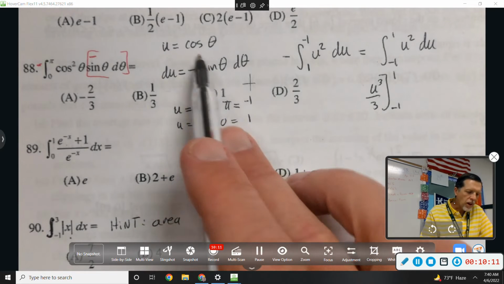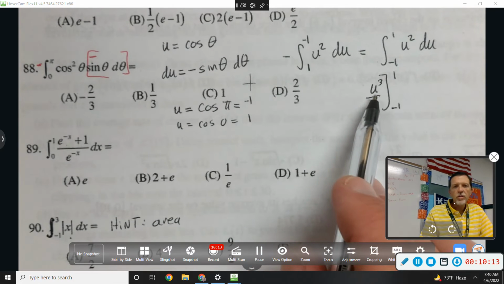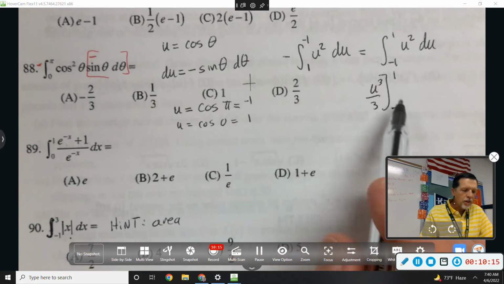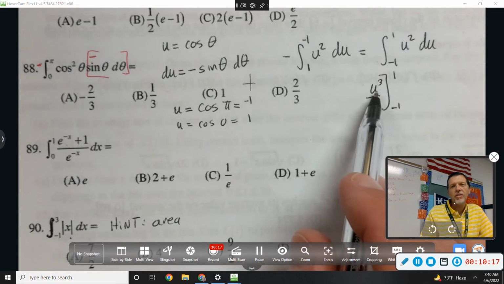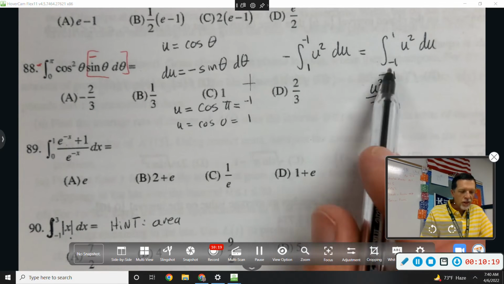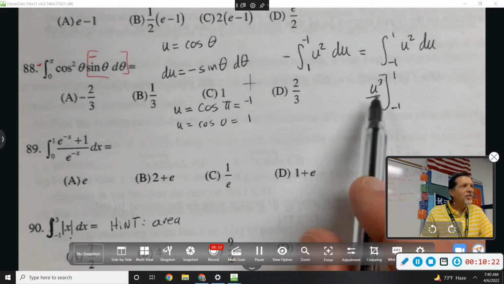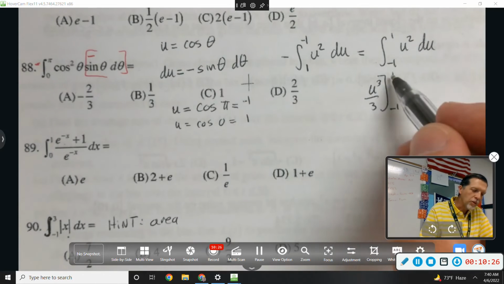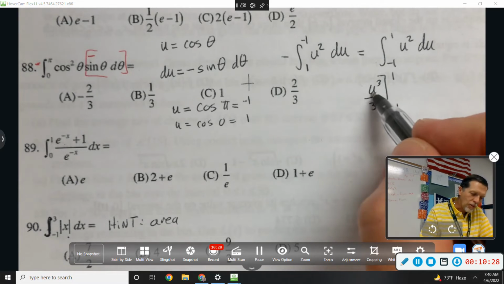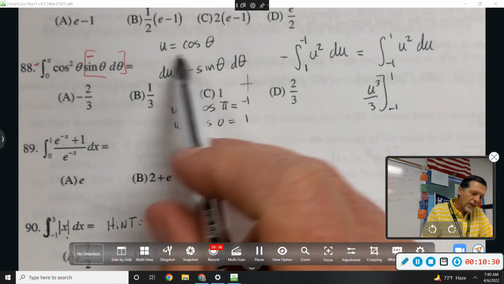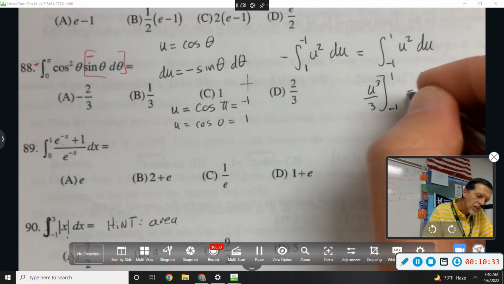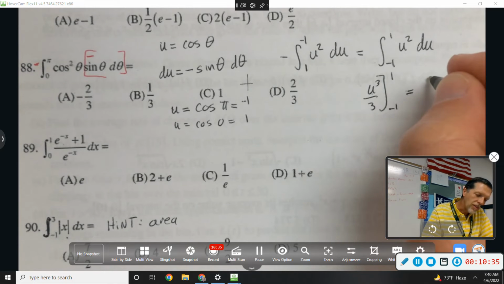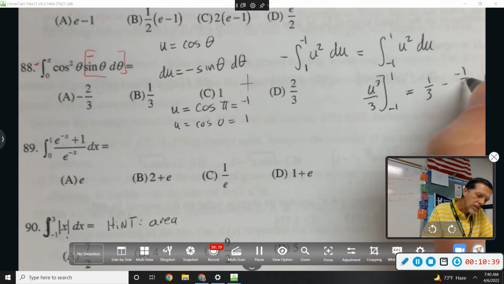Don't put cosine back in for u. Although if you do, you can, but if you put cosine back in for u, what do you have to do then? Just put the limits back to 0 and pi. So you kind of get stuck spinning your wheels here. But as long as you land at a place where your limits are u limits and you have a u value, or you have theta limits and theta values, but it's easier to just stick with the u stuff. So 1/3 minus negative 1/3 would be 2/3.